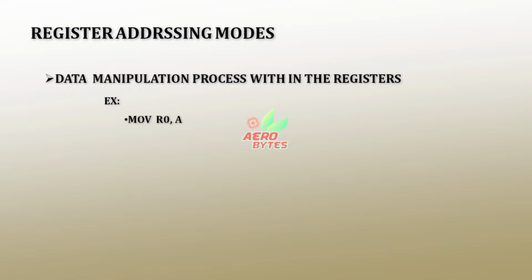See another example, MOV A, B. Here the B register content is directly moved to the accumulator. So here we are not bothered about the accumulator content and the B register content. We are manipulating the data by using the registers.